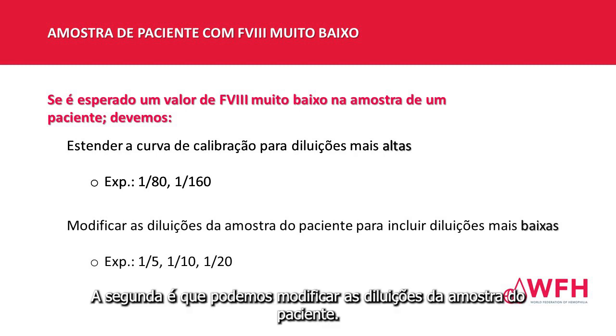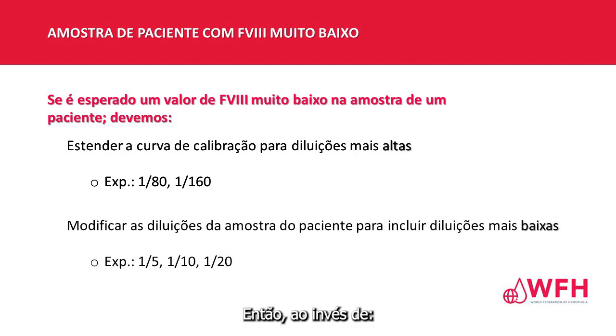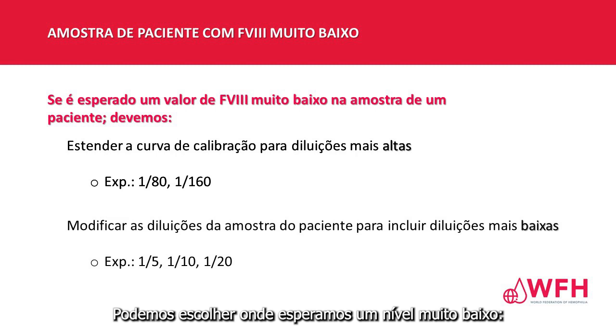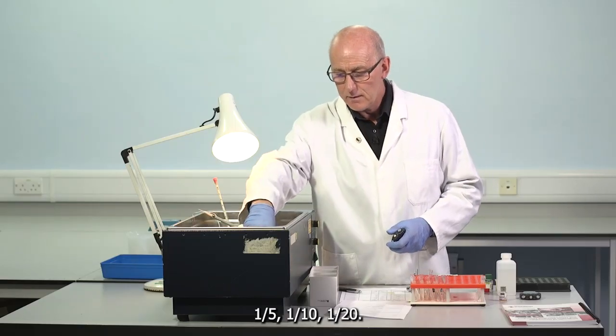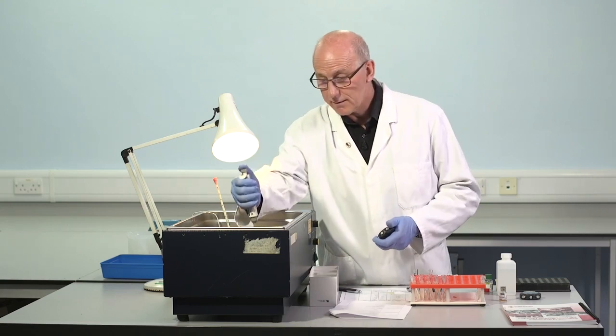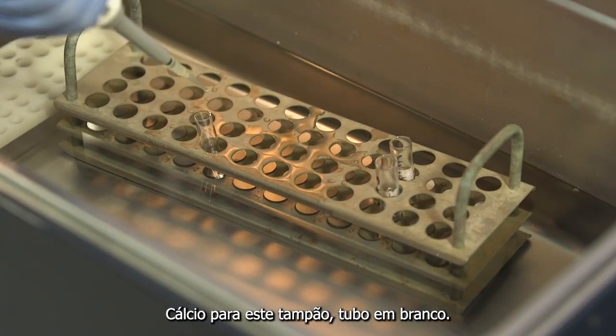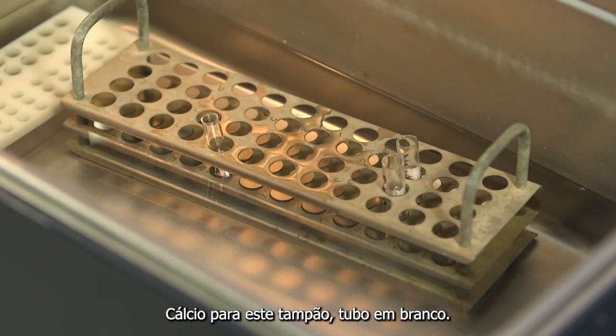The second is we can modify the dilutions of patient sample. So instead of 1 in 10, 20, 40, we might choose instead, where we expect a very low level, 1 in 5, 1 in 10, 1 in 20. 3 minutes. Calcium to this buffer blank tube.